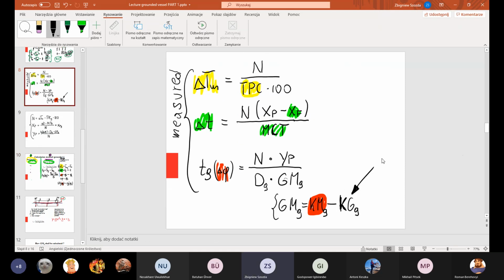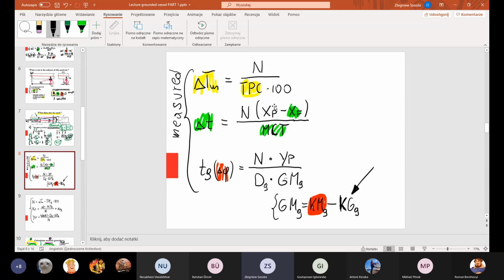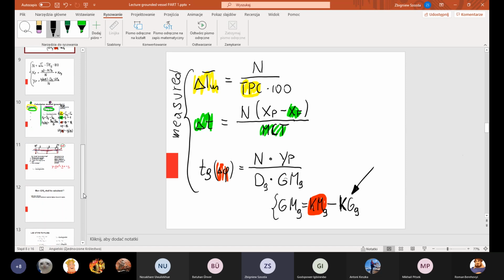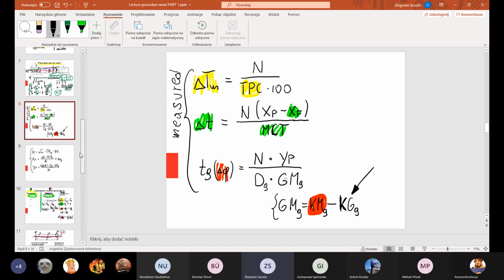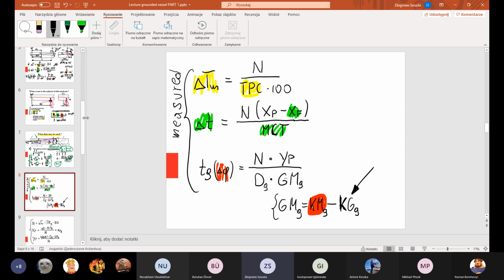And we'll continue the discussion on Friday: how to calculate N, the reaction, XP, the longitudinal position of the point of action, and YP, the transverse position of the action point. Okay, so this is the direction we will proceed with next time, on Friday. Now we are 2 minutes ahead of time.